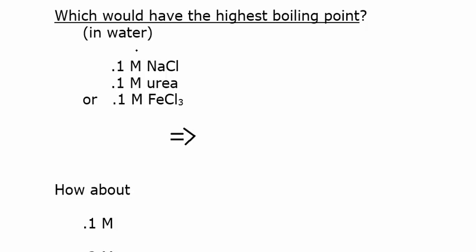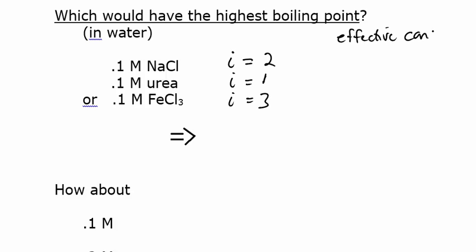So we can talk about what their ideal i is. So the ideal i for sodium chloride we said was 2. The i for urea, it's not an electrolyte, so it's just 1. And i for iron(III) chloride was 3. So we can also talk about an effective molarity or effective concentration.